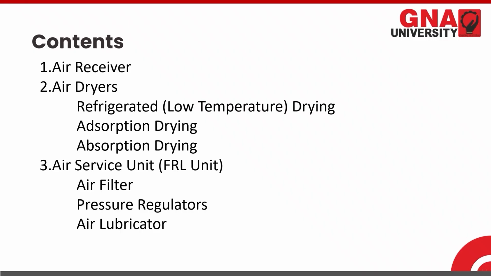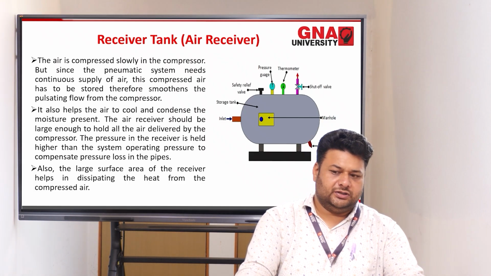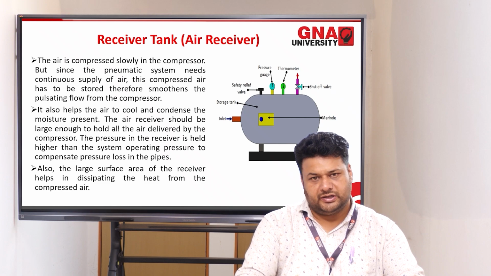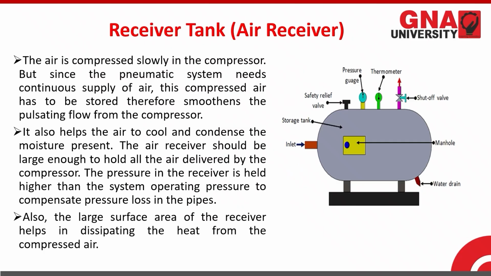Then we will also discuss the air service unit, also known as the FRL unit, in which we will discuss in detail the air filter, air pressure regulators, and air lubricators. Now, first of all, let's start with the air receiver, also known as the receiver tank. You might have seen this type of component in various places, like in tire service stations and in industries. So this component is the air receiver or receiver tank.